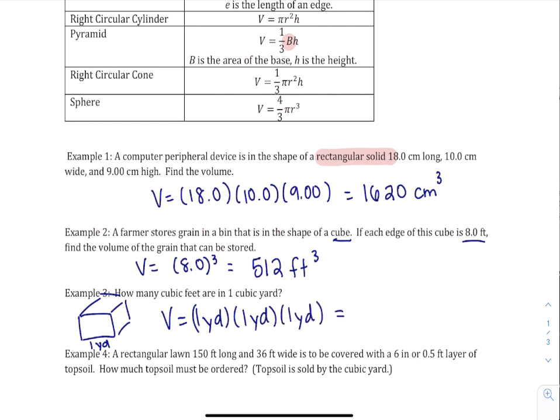But what if instead we measured these in feet? Well, 1 yard is 3 feet, another yard is another 3 feet, and then another 3 feet. This gives us a total of 27 cubic feet. So that tells us that 1 cubic yard is equivalent to 27 cubic feet.